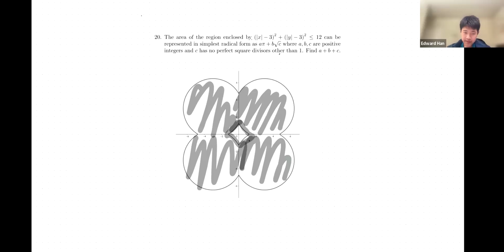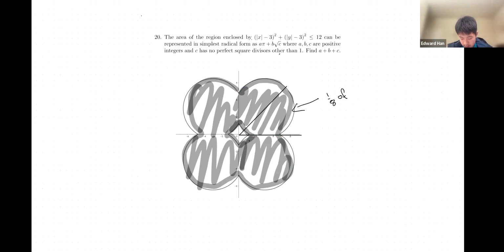All right, so we can first split this into many regions in order to make this easier. So we can cut it here as well as here. And we can see that this region over here is 1/8 of the entire region. And so now we just need to calculate this.